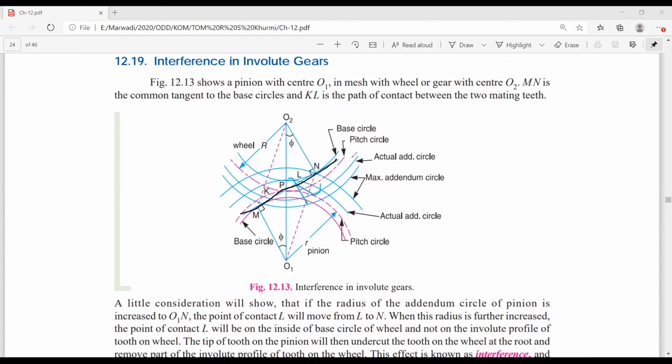Here it is given at the maximum limit. See, in this figure, point M is the intersection of the tangent and the base circle, and the addendum circle is also passing through there. Now, if the addendum circle crosses this point M like this, what will happen? Interference. So this is the maximum possibility of the addendum circle.